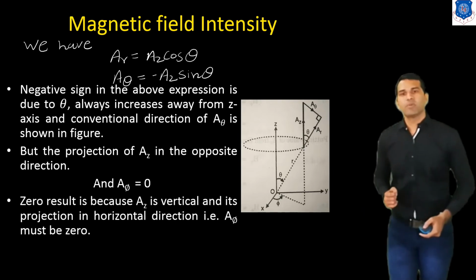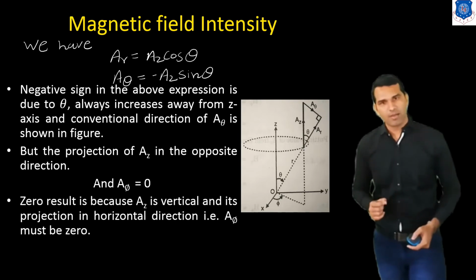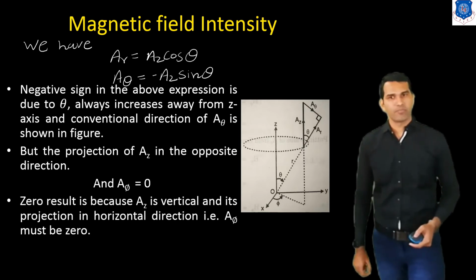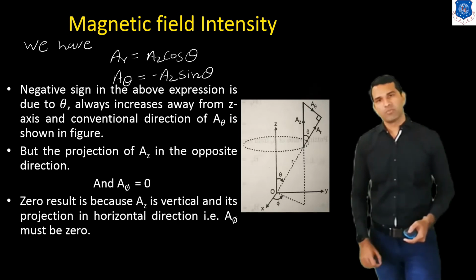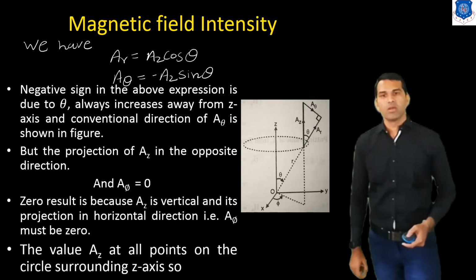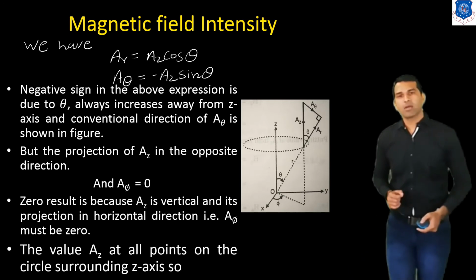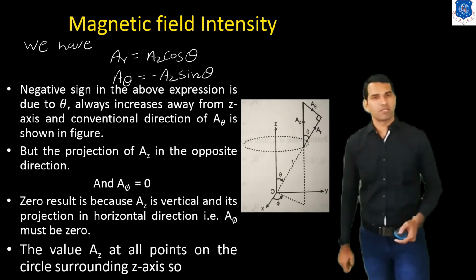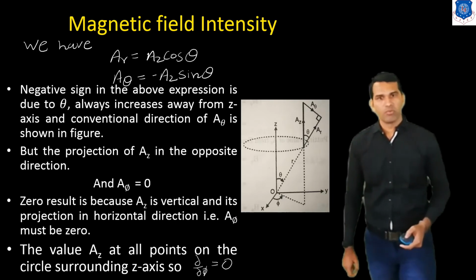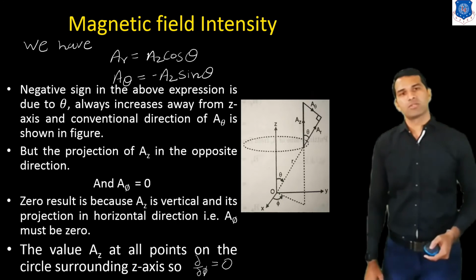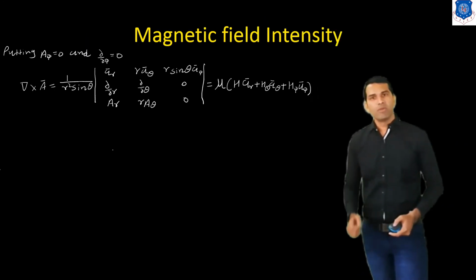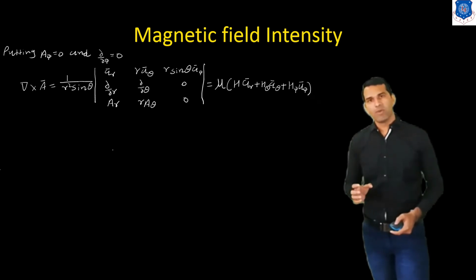And here a phi is 0. This zero result is because az is vertical and its projection is in the horizontal direction, and a phi must be 0. The value of Az is the same at all points on the circle surrounding the z axis, so d by d phi equals 0. Now we put all these values in this equation.